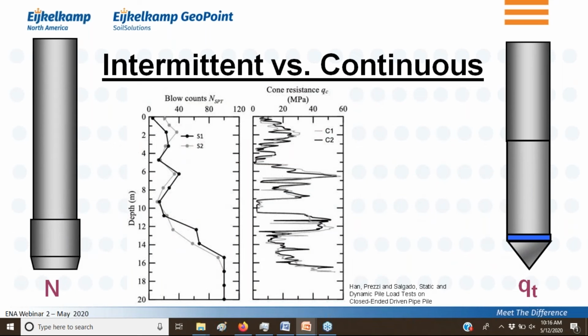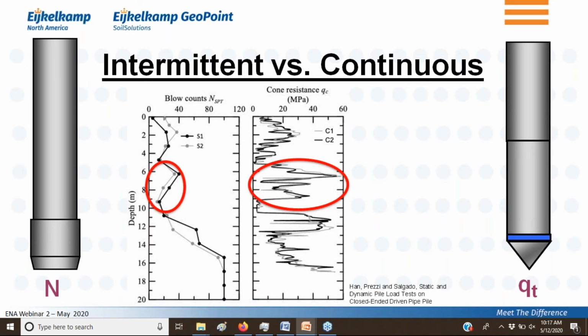What you see here is a graph that I took out of a report by Han, Prezzi and Salgado. It has nothing to do with what they were trying to do, but it's just a good illustration of my point. What they did was an SPT and a CPT, two of each, very close together to get an indication of what the bearing capacity was. On the left-hand side, you see the blow counts, and on the right-hand side, you see just the tip resistance. I want you to focus on this area between, say, 6 and 9 meters. And you see 3 data points there. Pretty much what they have done is draw a straight line in between, and it kind of looks like a continuous reduction of the bearing capacity.